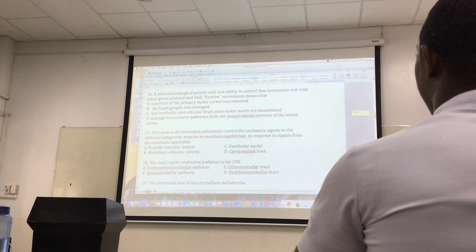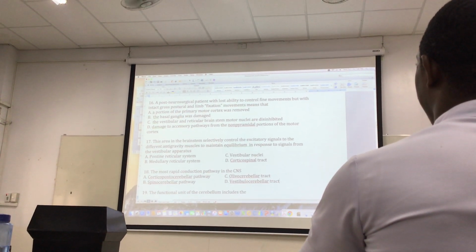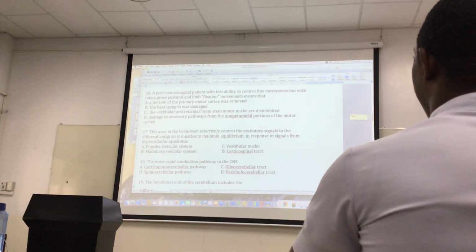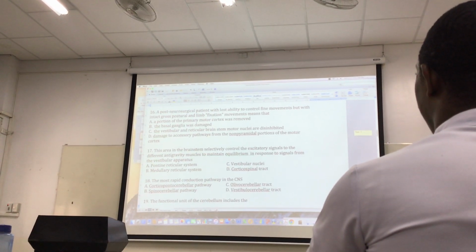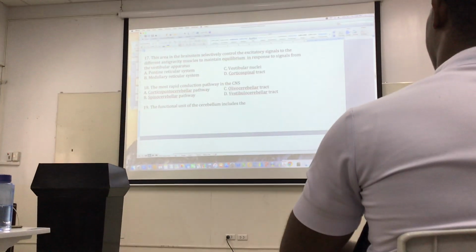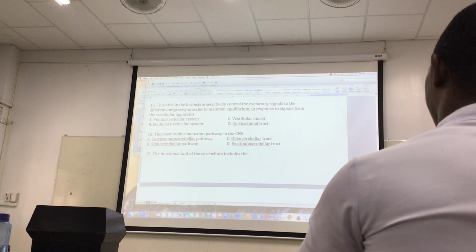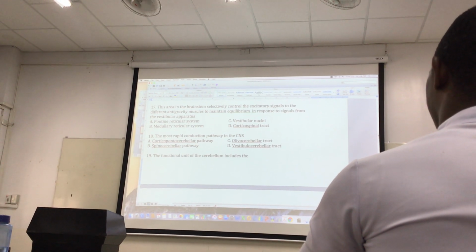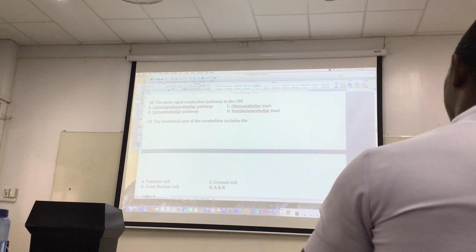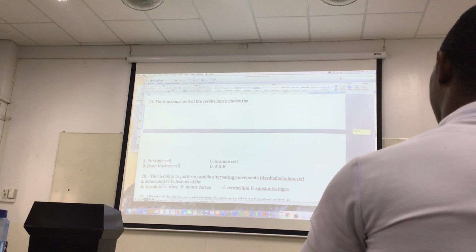The most important output pathway for motor: corticospinal tract. Post-neuro patients, patient who has lost fine movements but intact gross postural limb fixation movements. The answer here is letter A. Okay, it's the primary motor cortex. Which area in the brainstem is used to maintain equilibrium for the anti-gravity muscles? That's the vestibular nuclei. Most rapid conduction pathway in the CNS? Spinocerebellar pathway.